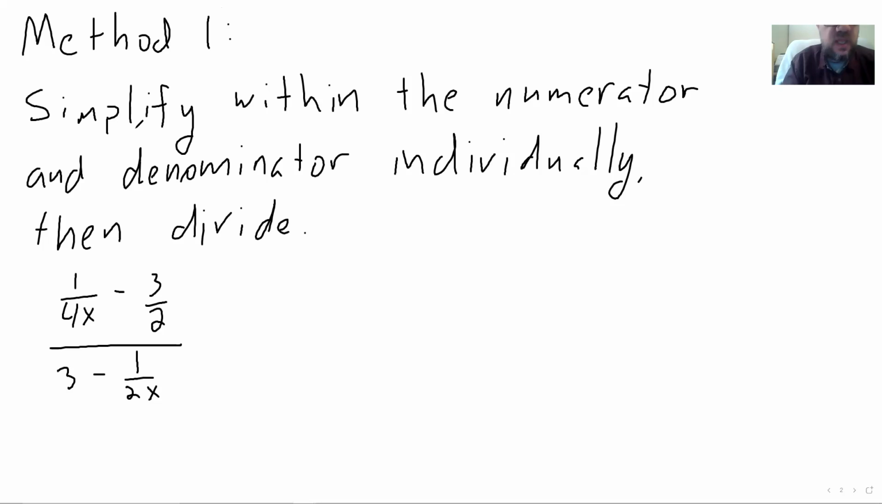So it's the thing that I was just doing. What I'm going to do is simplify this and this separately, and then divide at the end. And that's method 1. I think method 1 is the most intuitively obvious, right? You do the pieces separately, then you put the pieces together, exactly like you'd think. So I'm going to do this on the next page. I don't think there's enough room here.